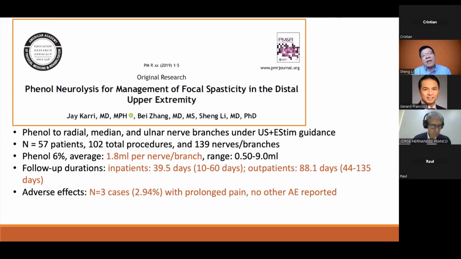In other words, relatively speaking, it is safe to use phenoneurolysis for management of spasticity in the distal upper extremity.